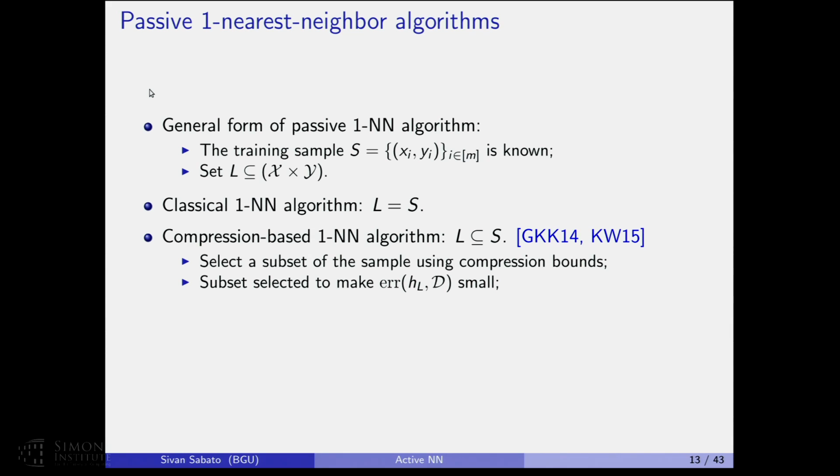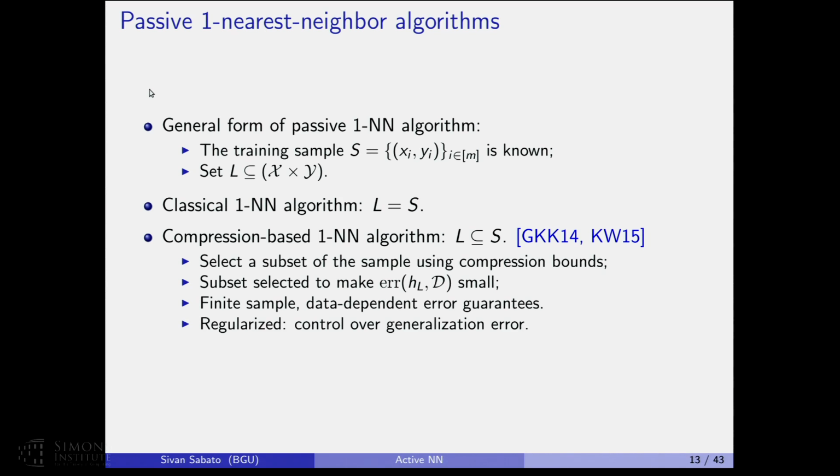What I mean is I will select the set L, and I will talk about it a little bit more in a moment, such that my bound for the error on the distribution is small. That's what I'm trying to do. And for this type of algorithm, we have finite sample and data-dependent error guarantees. So based on the data set that we saw and the L that we chose, we can have guarantees. And the regularization that comes from being able to choose the data set gives us more control over the final error. So we're going to look at this passive learning algorithm.